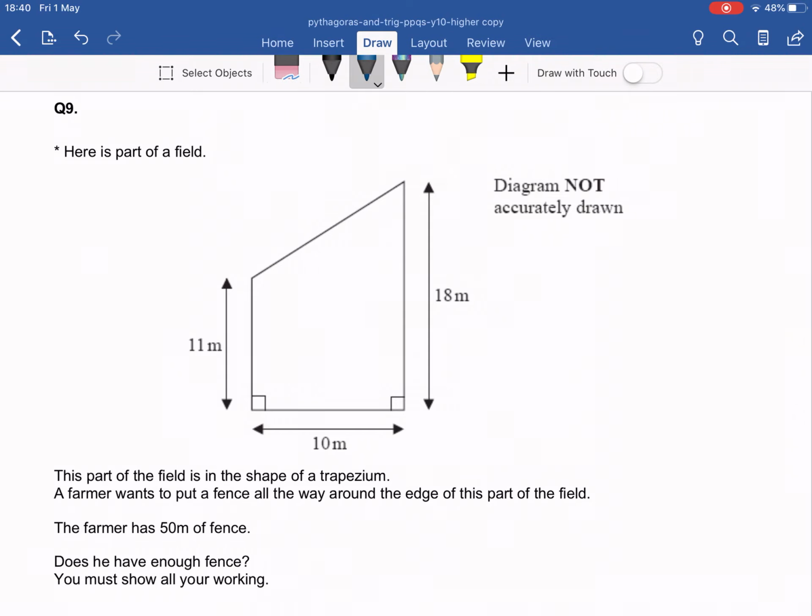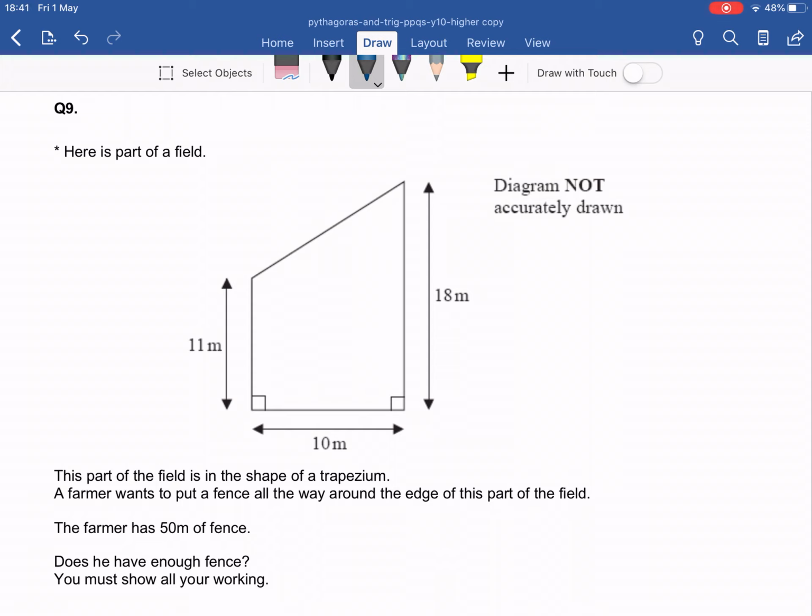Hello everyone, let's have a quick look at question number 9. So we've got part of a field. If I have a look at the picture, it is a trapezium, right? And it also says that in the question if I read further.